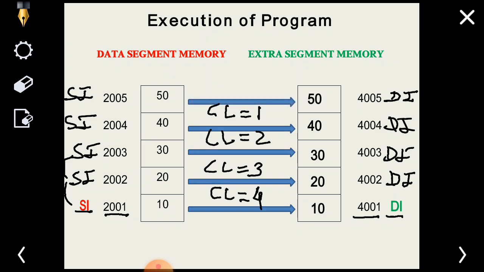Now the counter will be 0. Now the repeat instruction will stop repeating the MOVSB instruction, and our program will stop here. So this is the program to transfer a block of 5 bytes into extra segment memory.